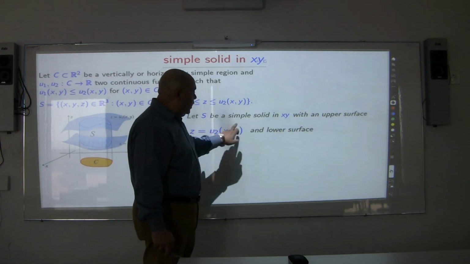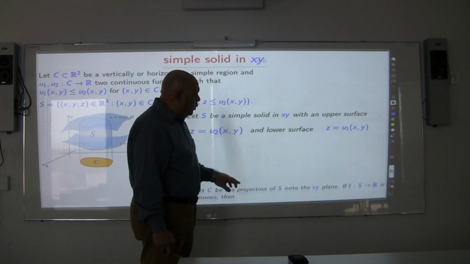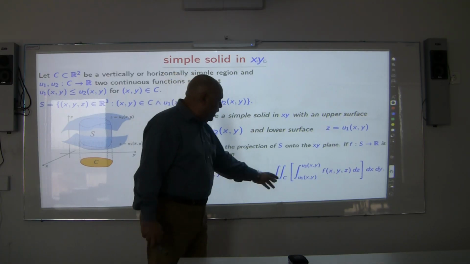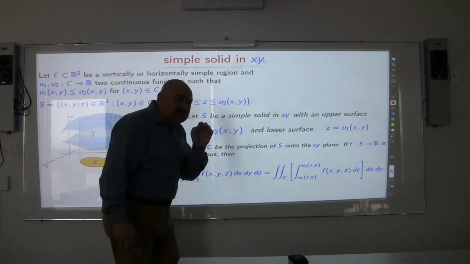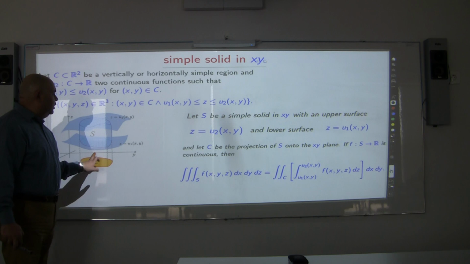So for U2 it's going to be the lower surface, and U1 will be the upper surface. All I have to do is integrate in the direction of z from U1 up to U2, exactly like we did in double integration.